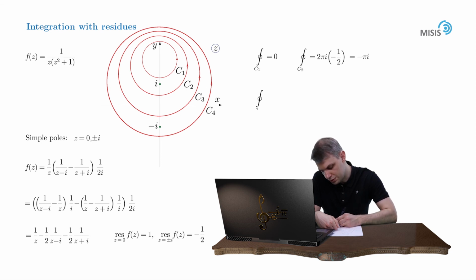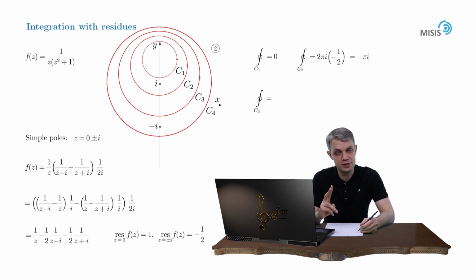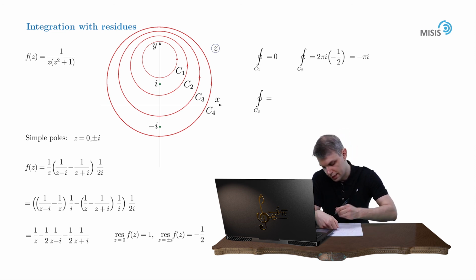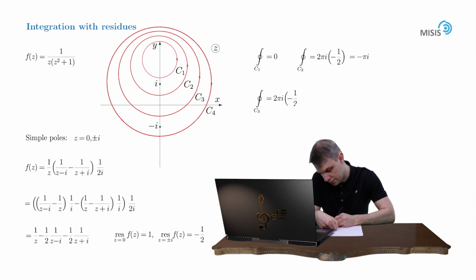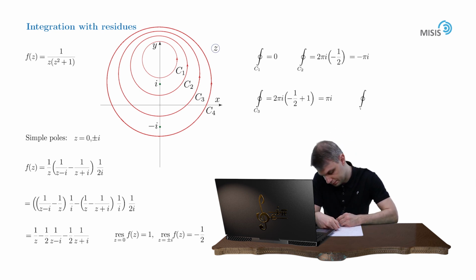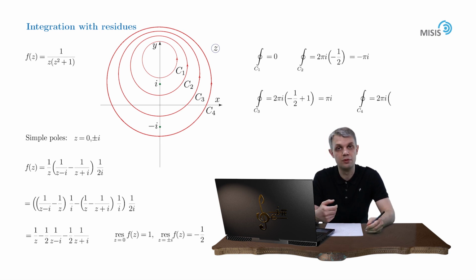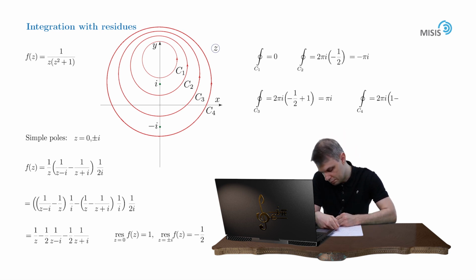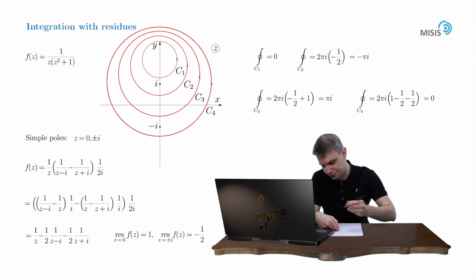Now the integral over contour C3. There are two poles inside, at z equals 0 and at z equals i, and the integral is equal to 2 pi i times the sum of these two residues, which is minus 1/2 plus 1. And we obtain pi i. And finally the integral over contour C4, which is equal to 2 pi i times the sum of all three residues, which is 1, minus 1/2, and minus 1/2, and we obtain 0.